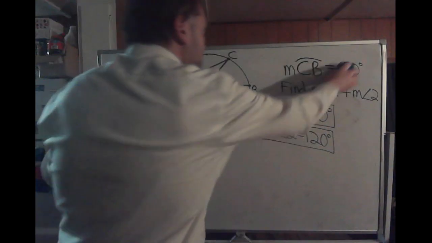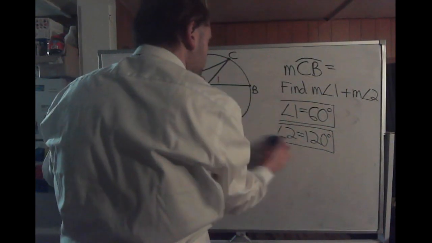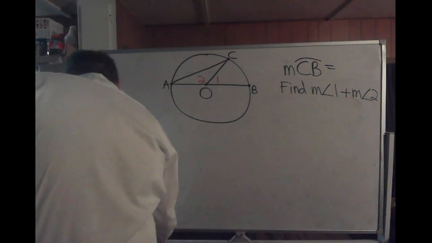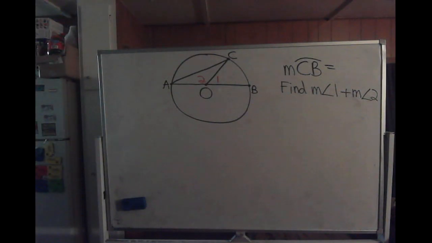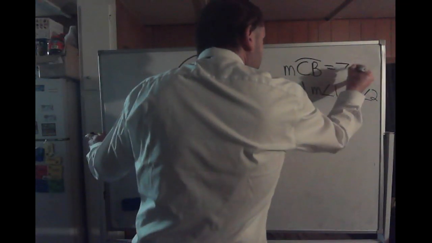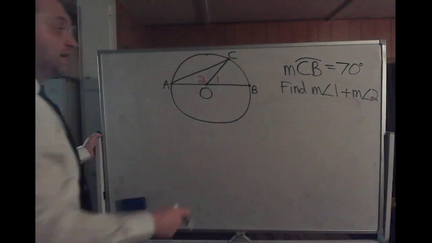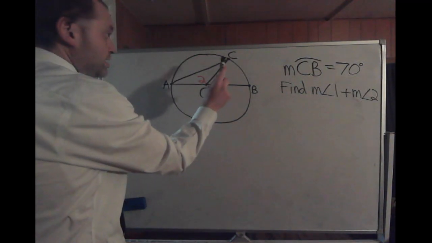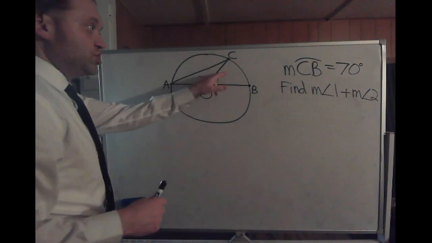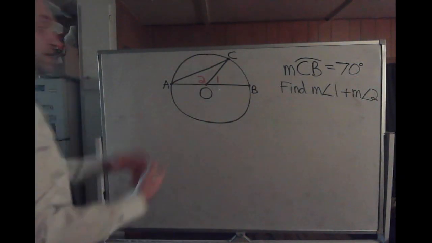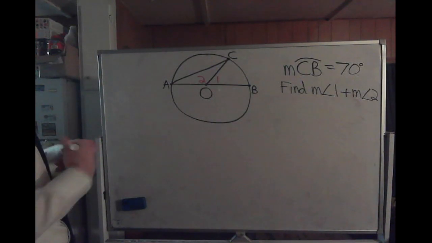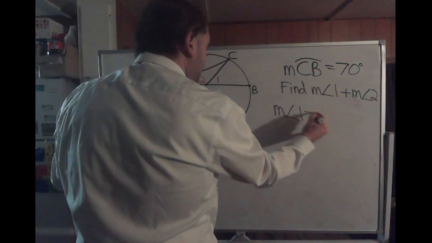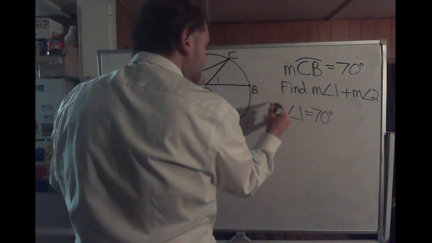All right, let's see what they give us now. They give us for the next exercise that the measure of arc CB equals 70 degrees. We still want to find the measures of angle 1 and angle 2. Well, CB is the minor arc that's attached to central angle 1. So that means the measure of central angle 1 is going to be congruent to the measure of arc CB. So the measure of angle 1 would have to also be equal to 70 degrees.